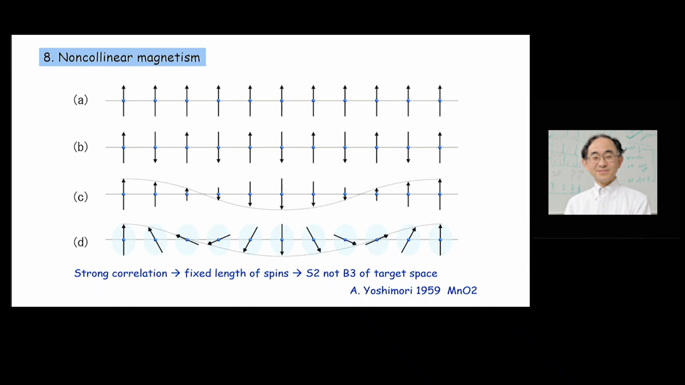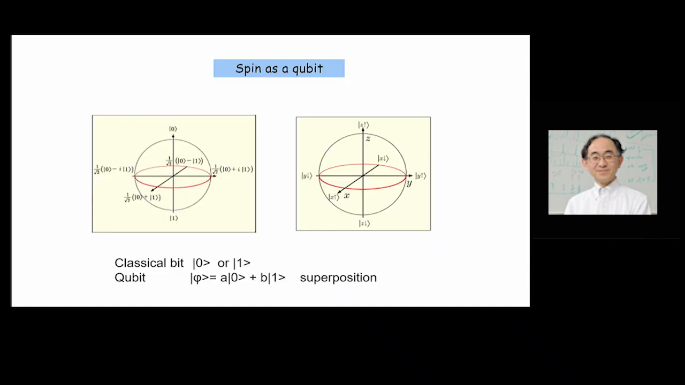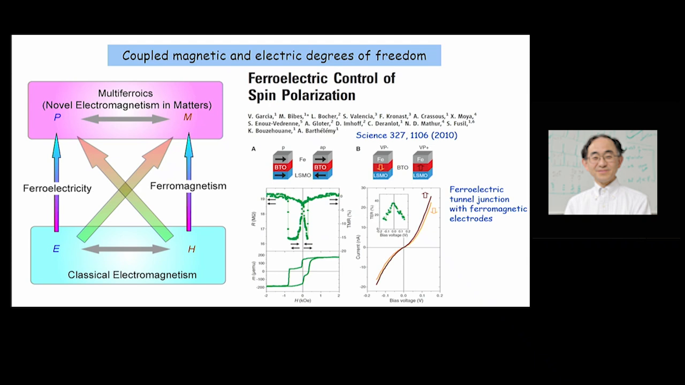But then in order to avoid this reduction of the spin moment, the only way is to go to a non-collinear spin structure, right? So this leads to a variety of phenomena. But I want to mention that this is related to classical versus qubit, due to the spin degrees of freedom, because a linear combination of 0 and 1, up and down spin, corresponds to the spin in a different direction. And this non-collinear state is related to multiferroics.